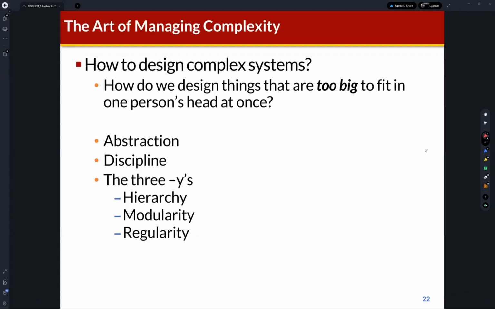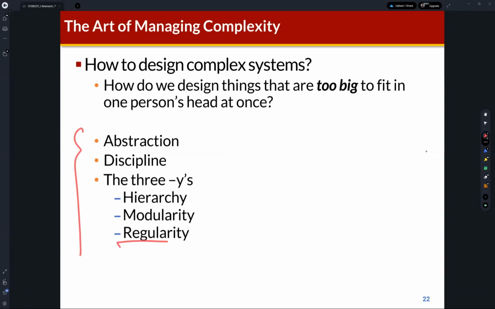Then we will discuss the art of managing complexity. So it means how we can manage these complex digital systems. Okay. These are some fundamental concepts of designing these systems. You can find abstraction and discipline, and then the 3 Ys: hierarchy, modularity, and regularity.